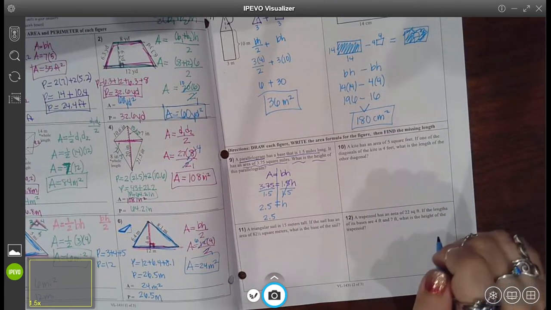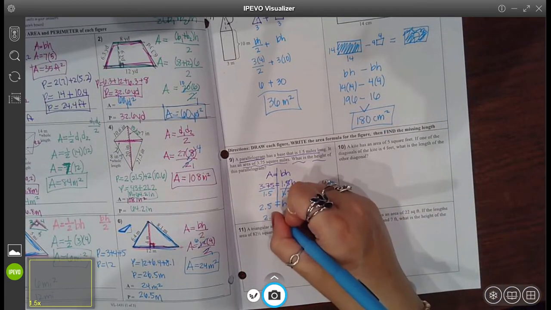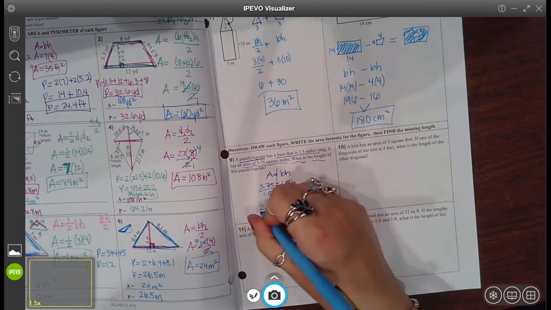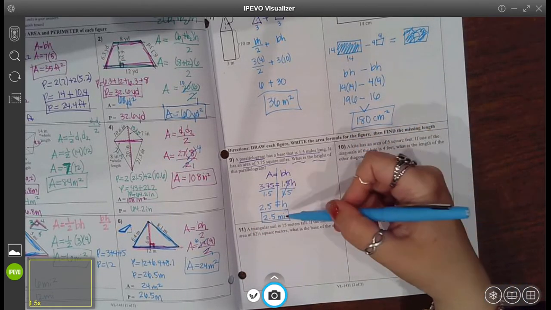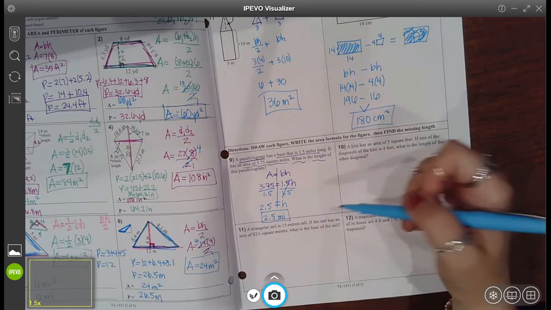Is it miles or miles squared? Well, the height is measured in just miles, right? Bases, heights, and perimeters are just miles. Only area is miles squared.